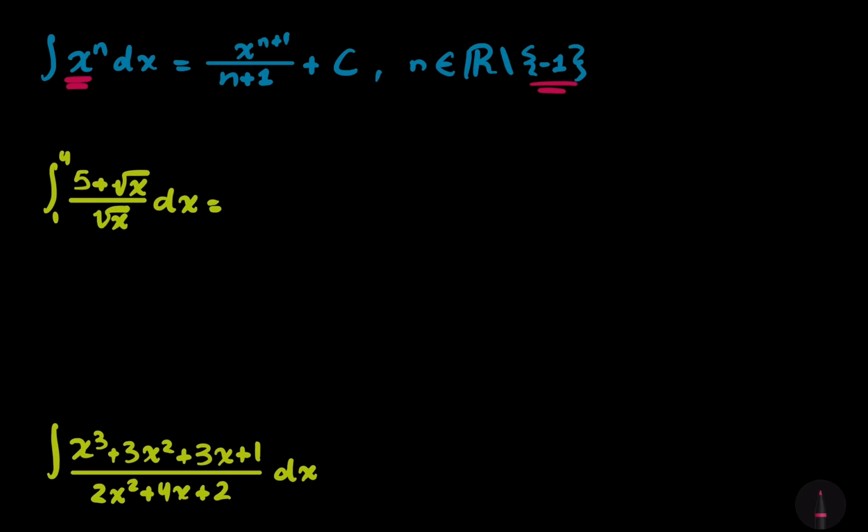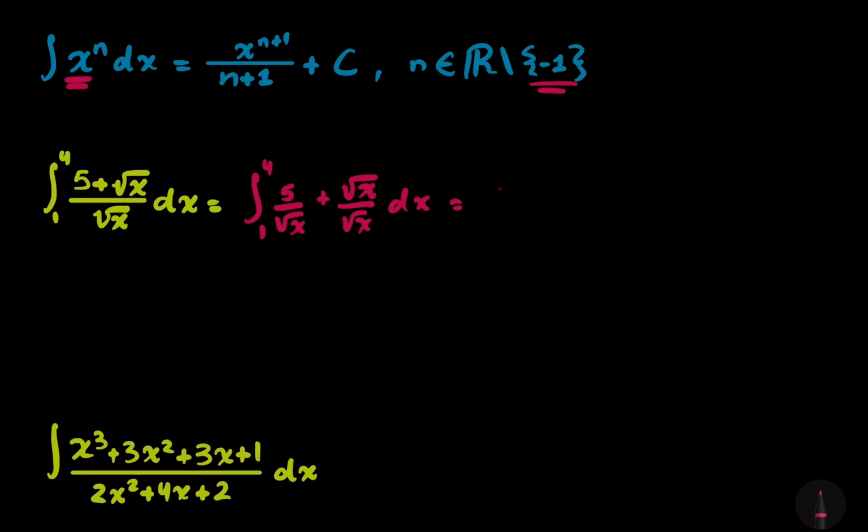At first this may look a little bit odd, and you may need to think about how to integrate a rational function, but really all you have to do is simplify this. We can rewrite this as the integral from 1 to 4 of 5 over the square root of x, plus the square root of x over the square root of x. Here we're just separating the term in the numerator.